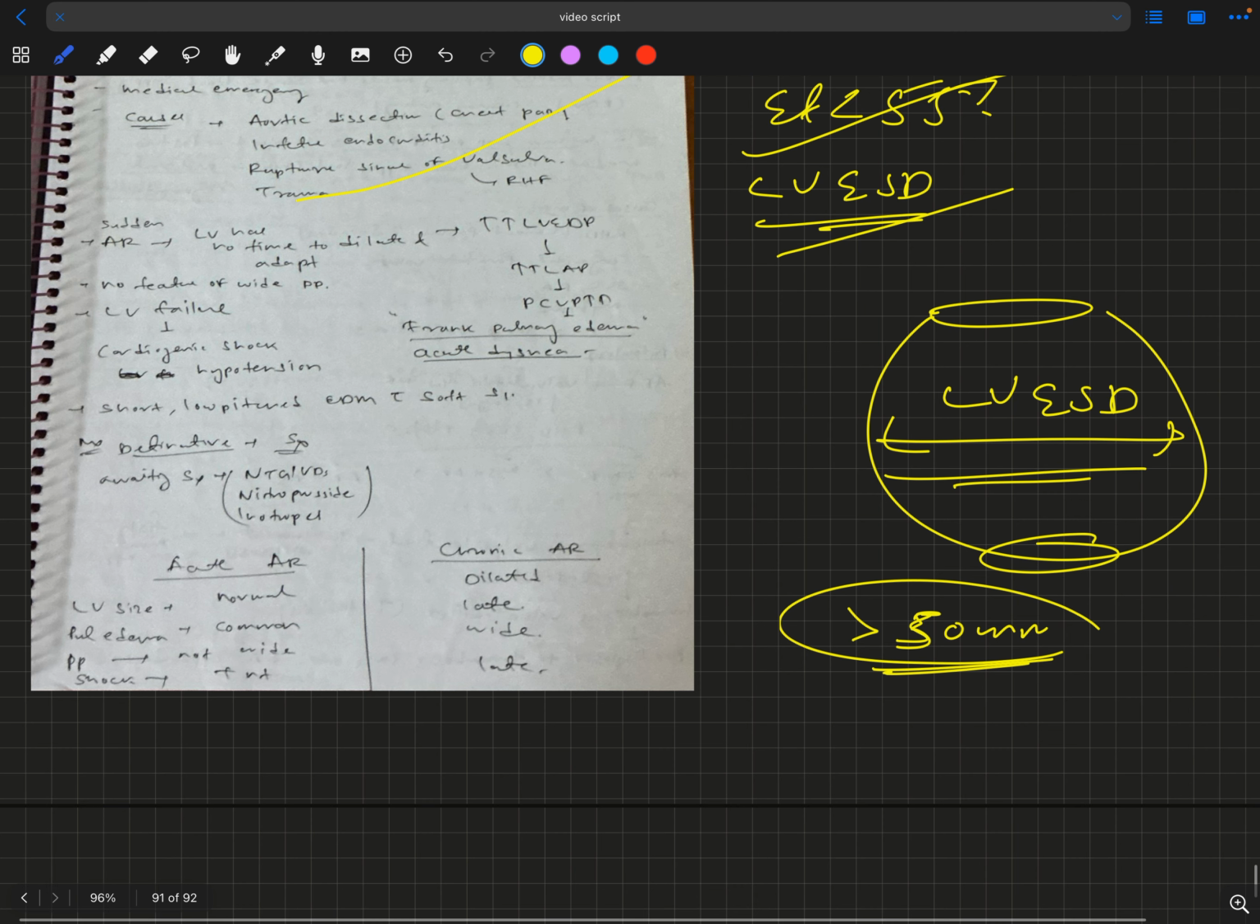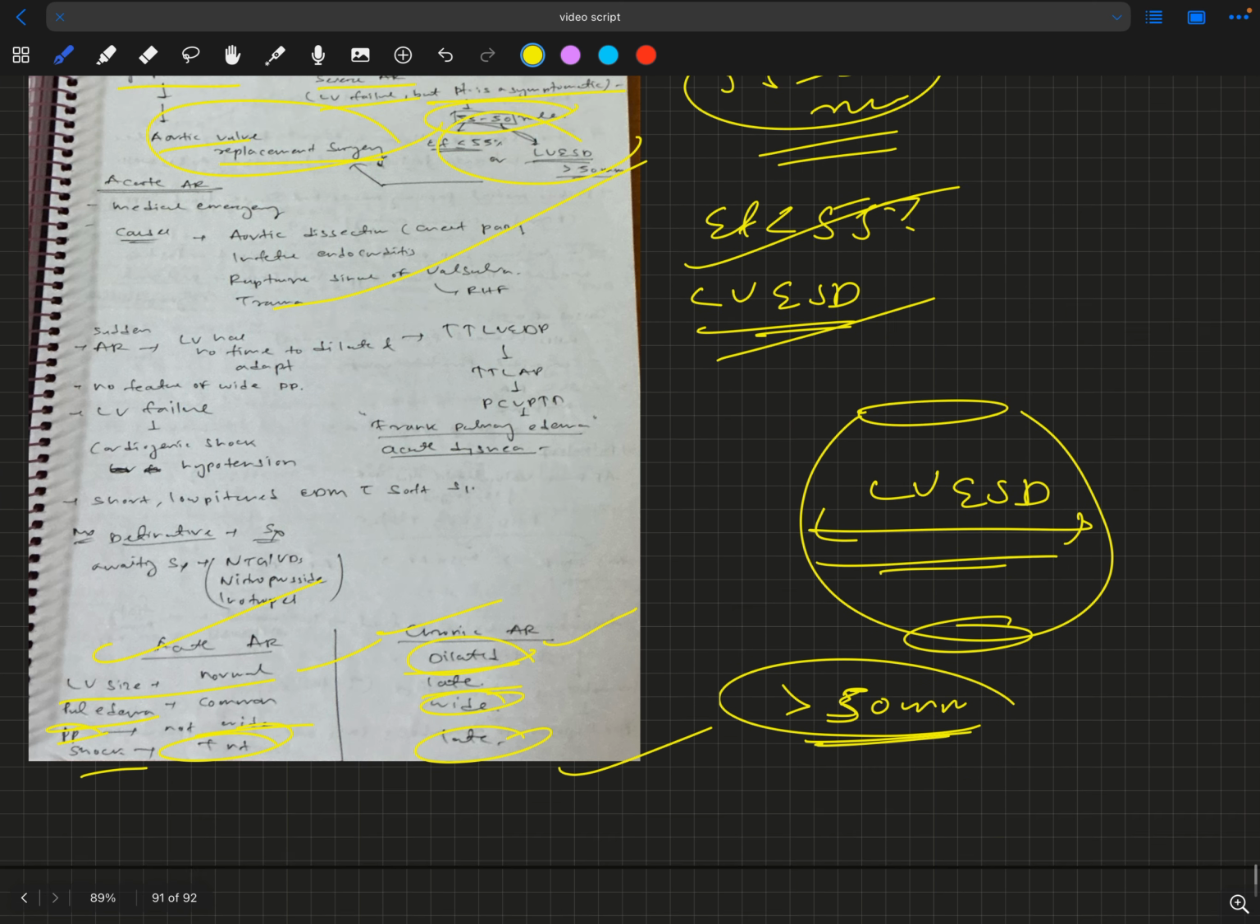The difference between acute and chronic AR: in acute AR the LV size is normal, in chronic AR the LV is dilated. Acute AR presents with pulmonary edema, cardiogenic shock, hypotension, but these are late presentations in case of chronic AR. There are signs of wide pulse pressure, as we have discussed, in case of chronic AR, but in acute AR there is no wide pulse pressure. Shock will be present in acute AR, while it will be a late presentation in chronic AR. So this is all about aortic regurgitation.